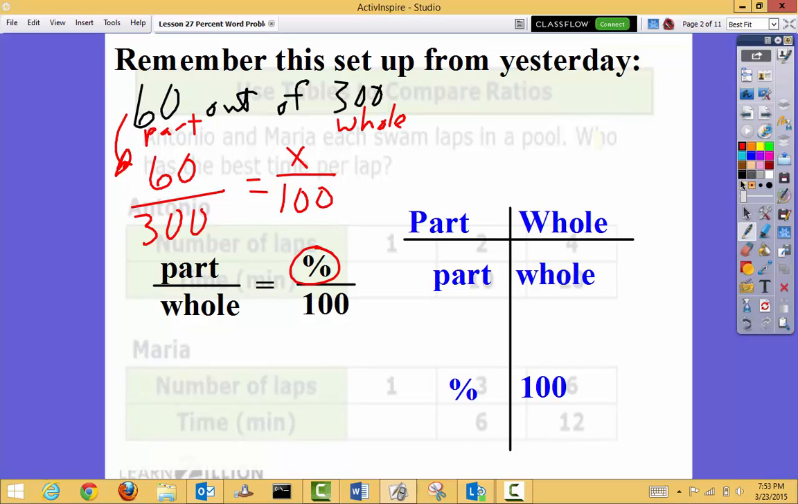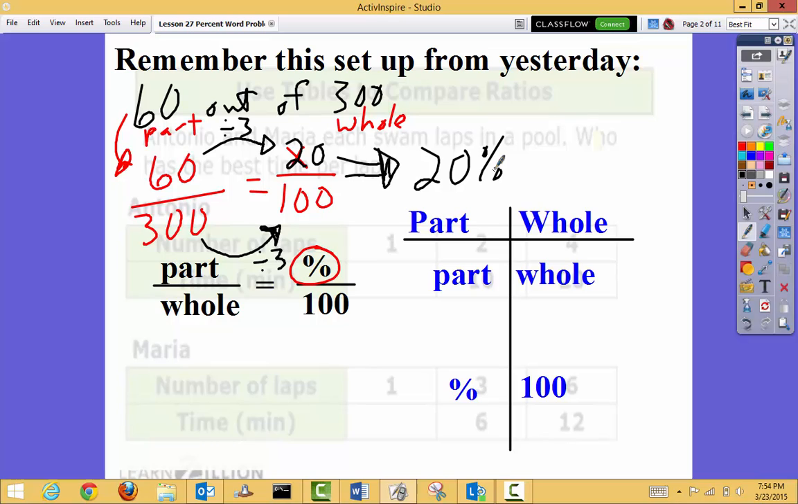And now I'm going to ask myself, how do I get from one side to the other? How do I get from 300 to 100? Well, I didn't multiply, this time I divided by 3. So I need to do the exact same thing to the numerator. So I'm left with 20 out of 100. And we all know that when I have a fraction, how I change this to a percent. So I just take the numerator and just add that percent sign. Let's just check just to make sure it's the same when I use this ratio table. My part is 60.